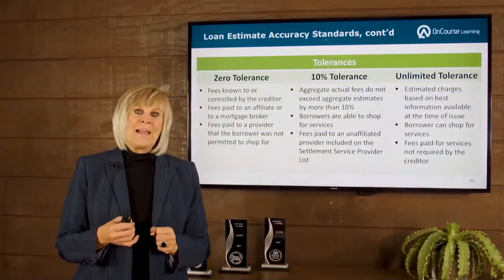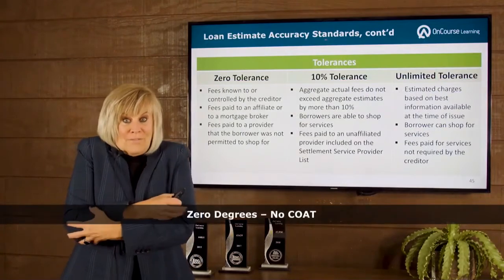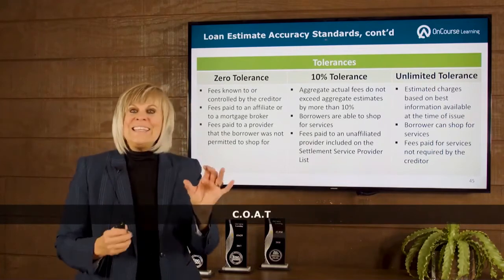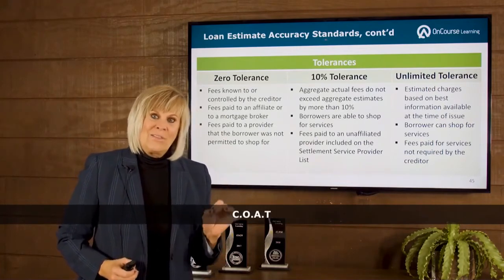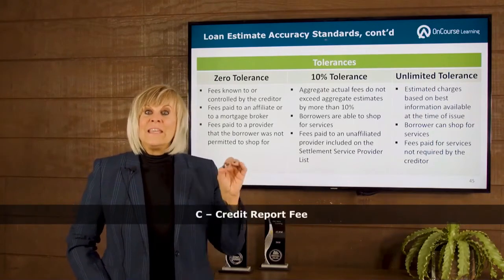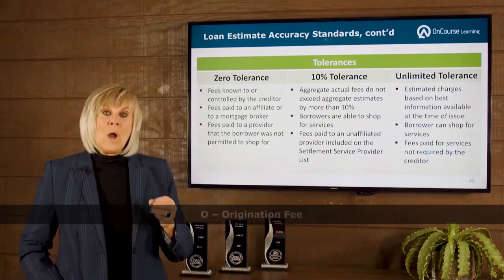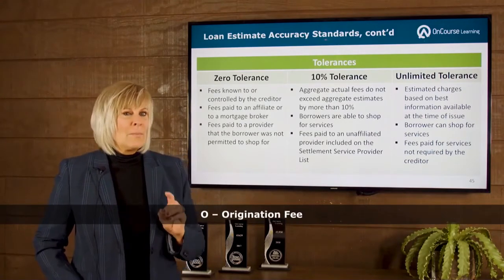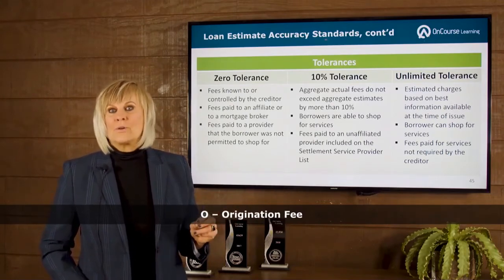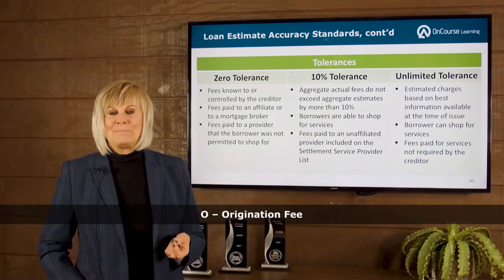Now for the zero tolerance bucket, I've got a little memory connector I like to use. It's a little phrase I think to myself, and here's the phrase. It's 0 degrees and I've got no coat. So 0 degrees, no coat. C-O-A-T. Those are the items that are in that zero tolerance bucket. The C stands for credit report fee. The O, origination fee. Now remember, it's not just origination per se, any other direct creditor fee, processing, application, etc.